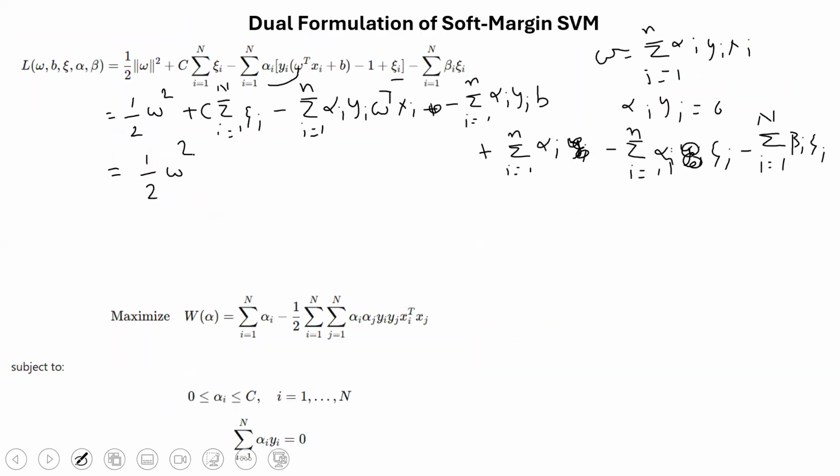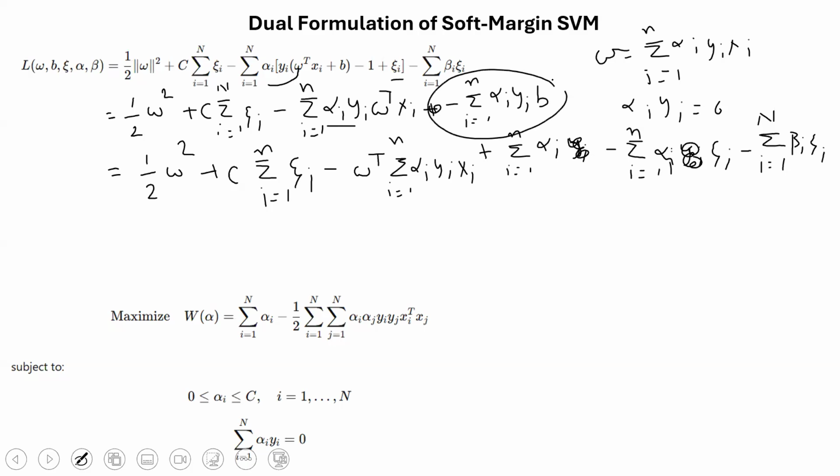1 by 2 w square plus c sigma I equal to 1 to n sigma I minus this becomes W transpose again, sigma I equal to 1 to n alpha I yi xi. Okay, so this term will become 0 because alpha into yi is 0, plus sigma I equal to 1 to n alpha I minus sigma I equal to 1 to n alpha I sigma I minus sigma I equal to 1 to n beta I sigma I.